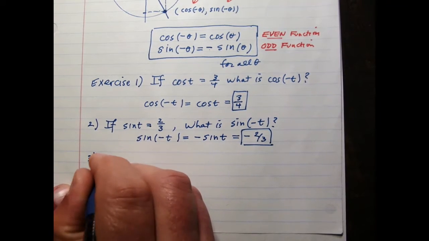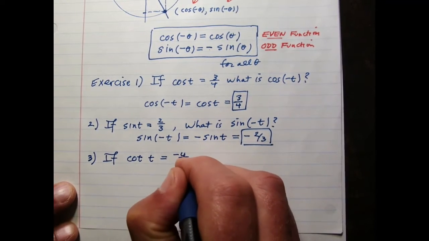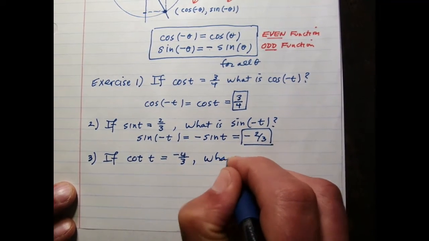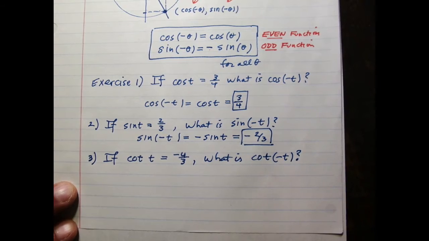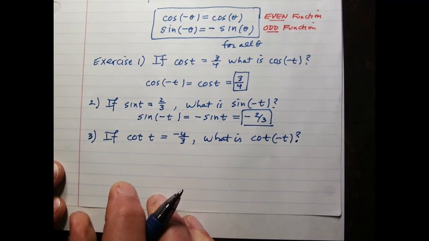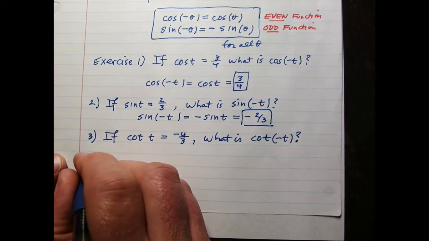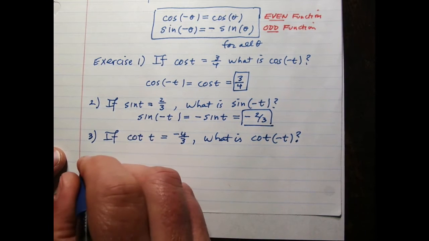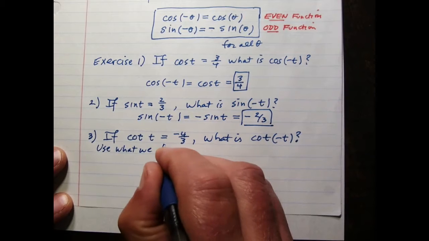Number 3, if cotangent of t is equal to negative 4/3, what is cotangent of minus t? Now, I didn't give you a property for cotangent, and I don't think we need one. I could have given you the corresponding properties for tangent, cotangent, secant, cosecant. I think we just figure it out each time. That's my feeling. So we're going to use what we know about sine and cosine.